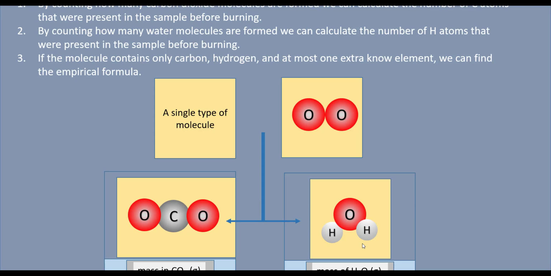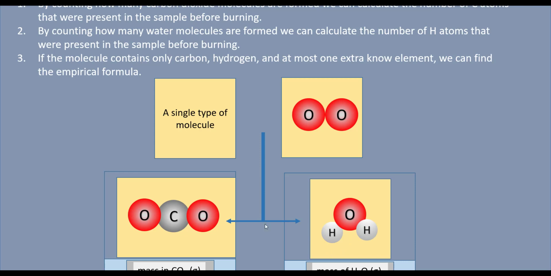So here are the steps that we're going to go through. One, by counting how many carbon dioxide molecules are formed, we should be able to figure out the number of carbon atoms that were present in the original. So we'll count these: we're going to divide their mass by the molar mass of carbon dioxide. That's going to tell us how many carbons were in the original. Then we're going to do the same in step 2. We're going to count how many water molecules are produced and say there must have been twice that many hydrogens in the original, because every water molecule has 2 hydrogens attached to it.